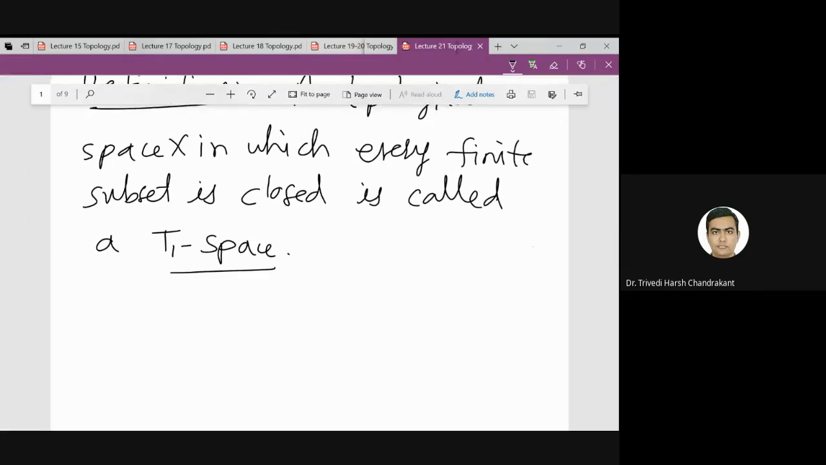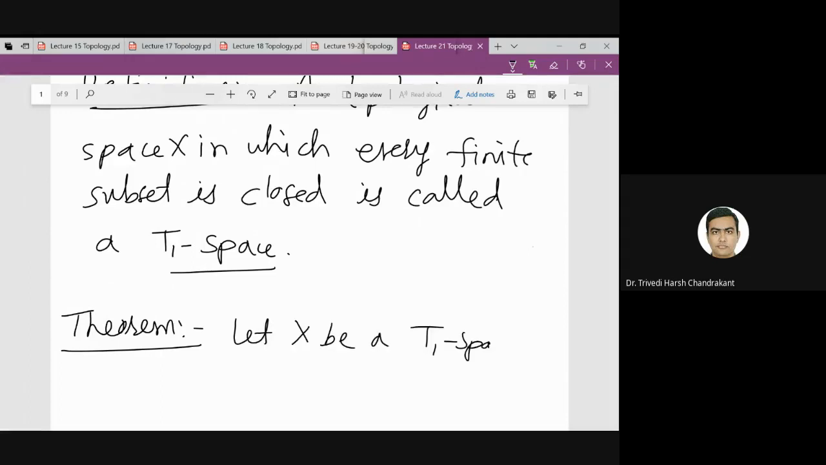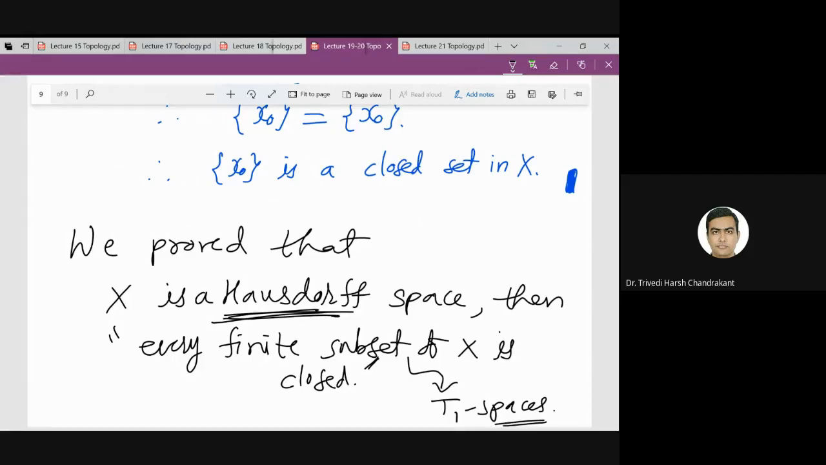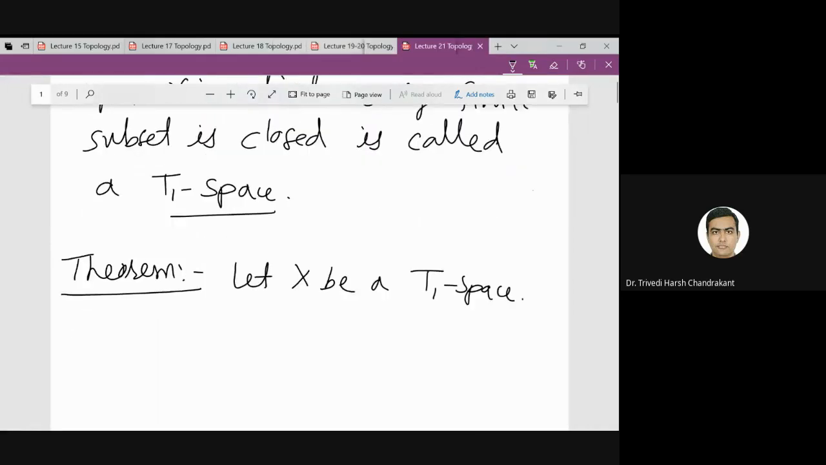So let us try to prove one theorem regarding the T1 space. Let X be a T1 space. We already know from this result that every Hausdorff space is a T1 space. It satisfies this property. So whatever we are proving here in this theorem also holds for the Hausdorff space.